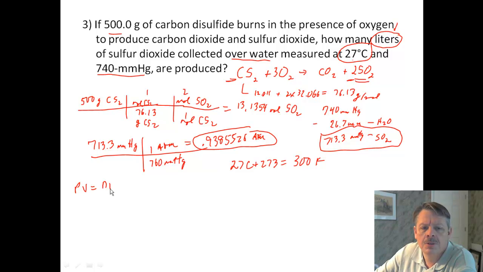PV equals nRT. And I want to do volume. So that's nRT over P. Let's see, where's my number of moles in this mess? Moles. There we go. So my number of moles is 13.1354 moles.